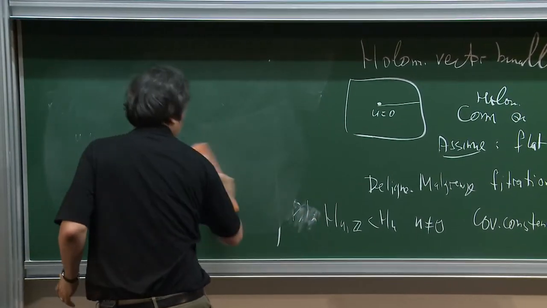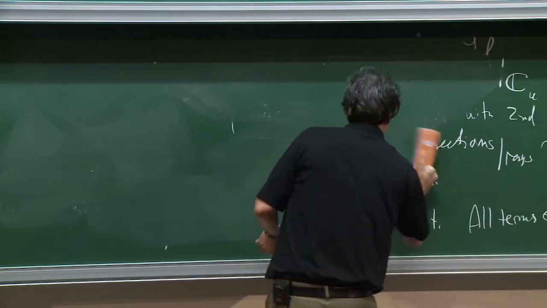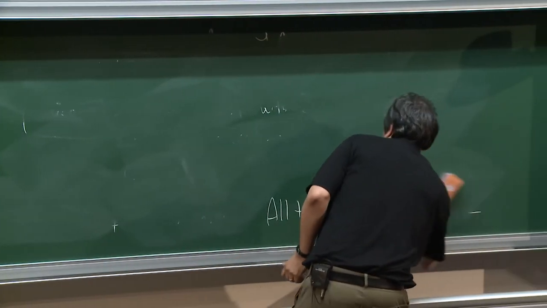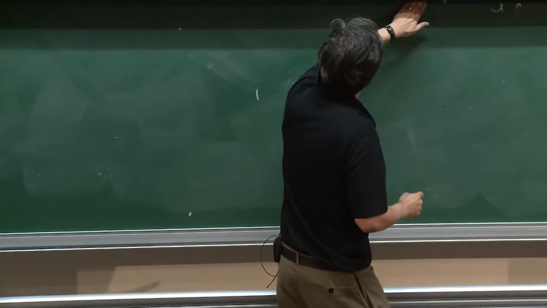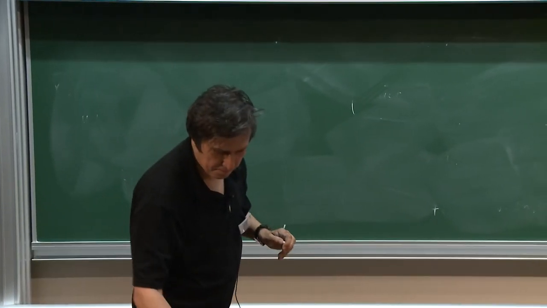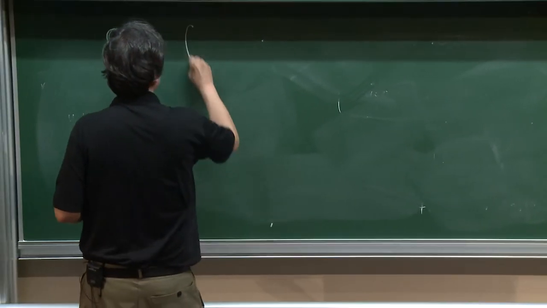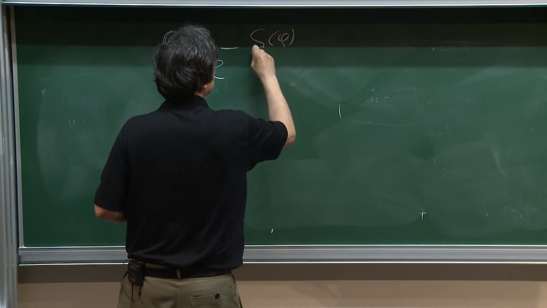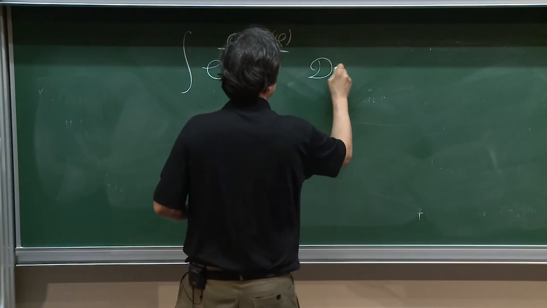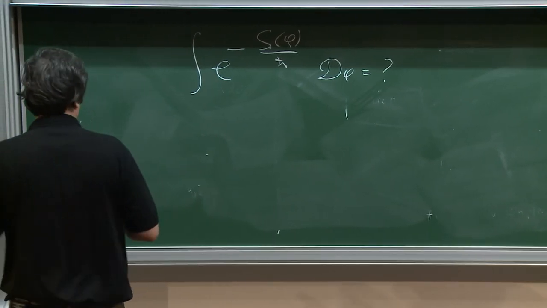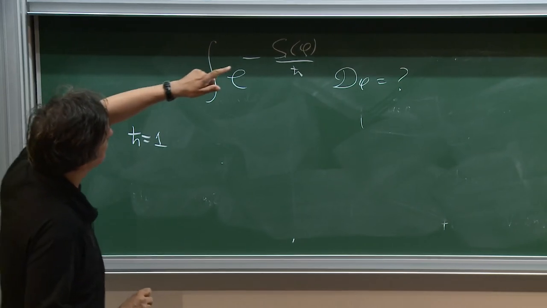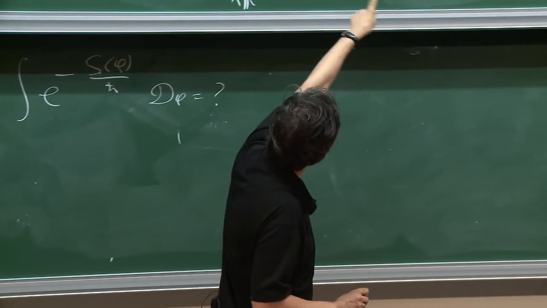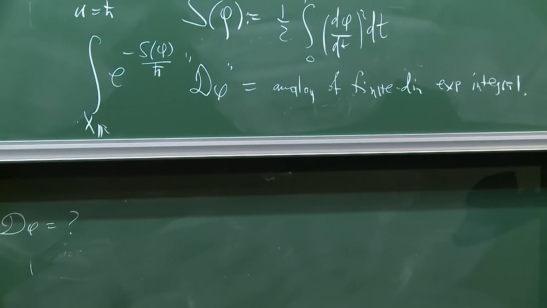Geometry. Let me explain to you the basic trick here. So we integrate, how to calculate this integral. When h bar is equal to 1, so I have just, I get this usual Wiener measure.